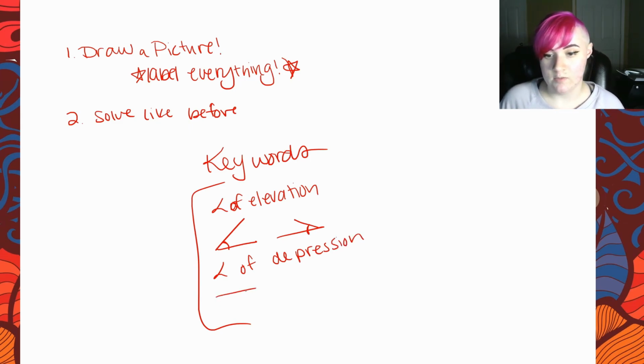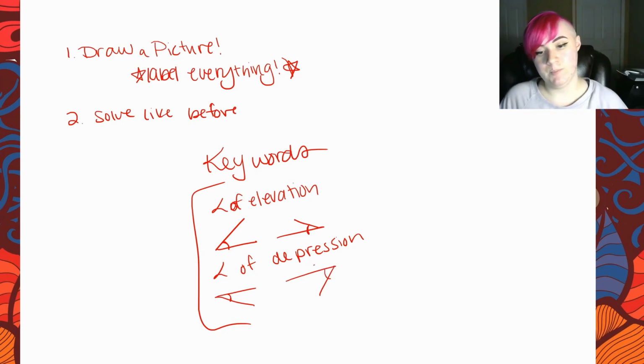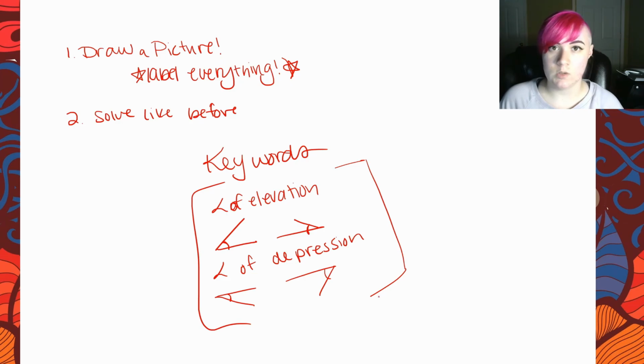So that's like if you have the ground or something up high and you go downward from it, that's going to be the angle between those. Or like just the angle going downward, so starting at the top and going down. So just check for keywords, label everything you got, draw a picture, solve just like we just did.